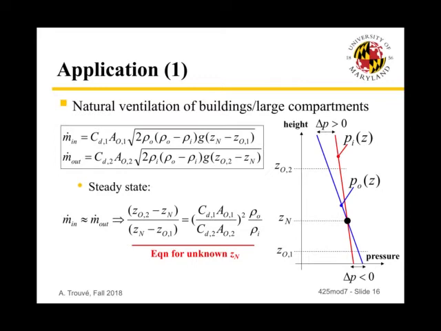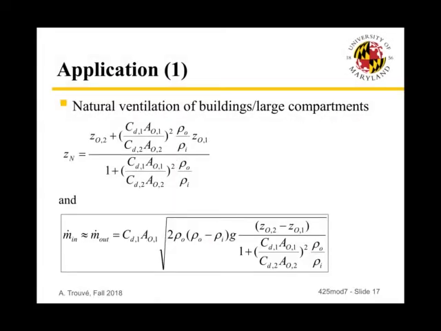So if we assume steady state, we're going to come up with a new constraint, a new relation that is going to be an equation for Zn. This is what the bottom of the slide shows. So if m dot in is equal to m dot out at steady state, we can write, after some simplification, the expression that is shown in the slide, that is an equation for Zn, and that can be solved for, and we can go to the next slide.